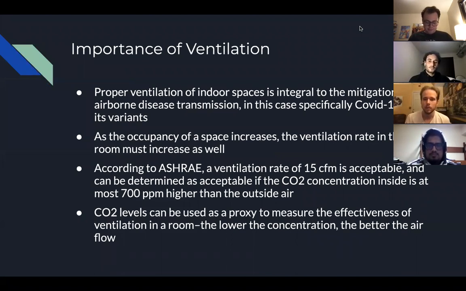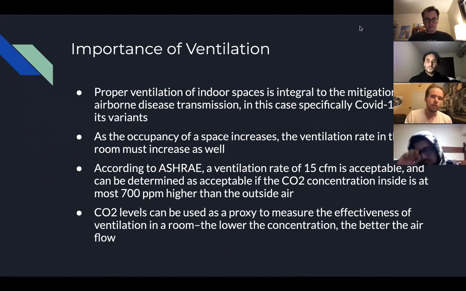Proper ventilation of indoor spaces is very pivotal in mitigating diseases, but it is also crucial in increasing student success. There have been certain points made about the presence of CO2 in a room, and therefore the lack of ventilation there, bogging down the brain a bit and worsening student performance. And these things can be seen to increase as the occupants of a space increase. And so ideally the ventilation rate increases in a room as the occupants increase.